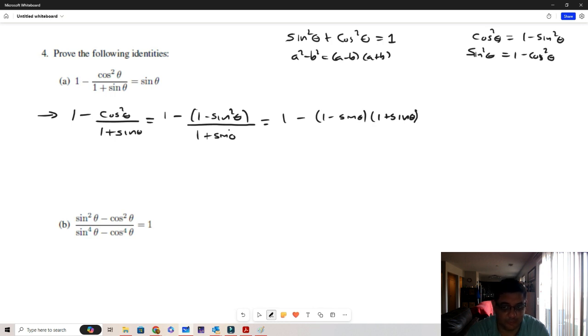Since 1 is a square as well, 1 squared is just 1. So now that we have that, notice that we have 1 plus sine of theta times 1 minus sine of theta over 1 plus sine of theta. So we can cancel out this whole term, and now we're going to get 1 minus sine of theta.